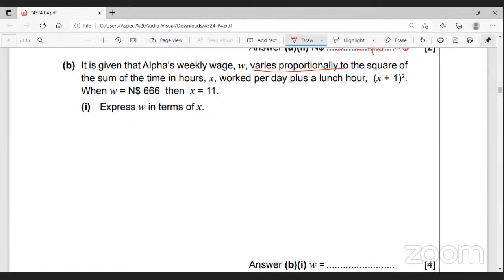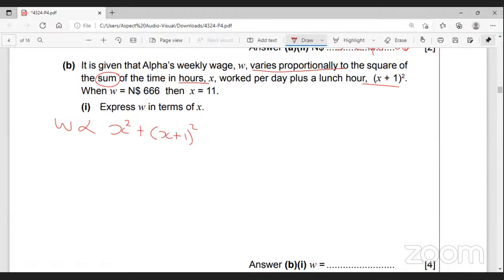Yes, it is correct. Now this sum is not the sum of the time that we are seeing up there, but it's the sum of what? It's just the sum of these hours and probably z, isn't it? So it is saying that W varies directly proportional to the sum of the time plus what? It says now the square, isn't it? So you are going to square that, X plus 1 squared, okay?